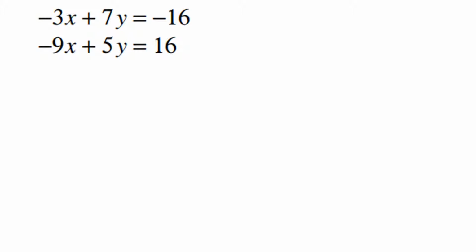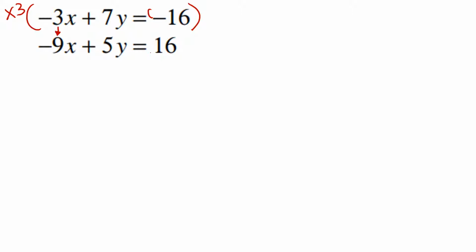For this equation, we have negative 3x plus 7y equals negative 16. And negative 9x plus 5y equals 16. So we need to look and see which number can we change to make it into a problem that we can solve. We can change this 3 into a 9 by multiplying by 3. We know that 3 times 3 is going to get us 9. But we also need to change the signs.